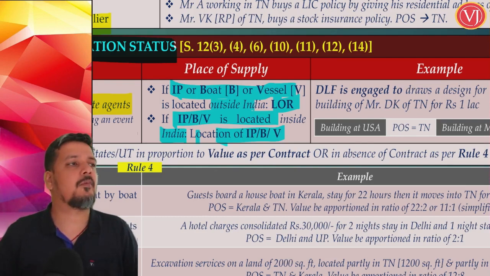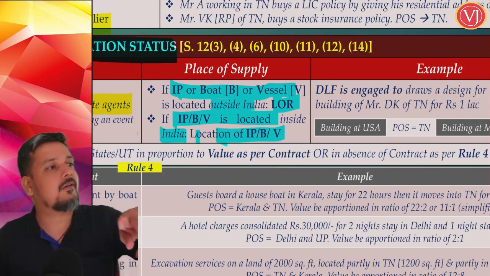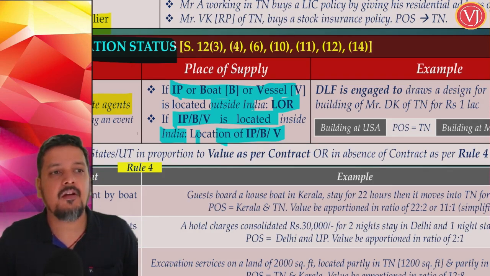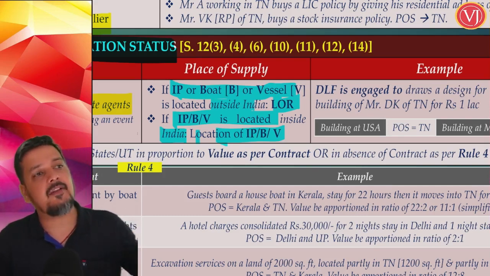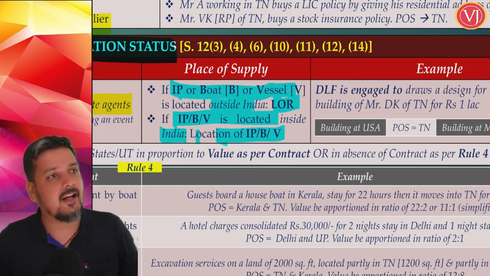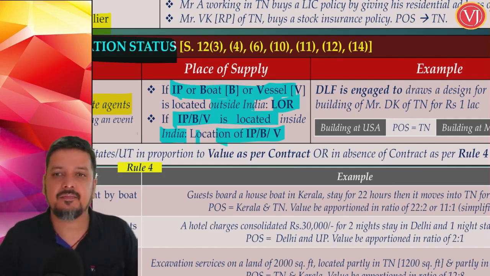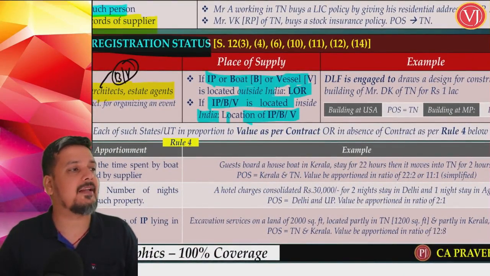The same thing is true with boat or vessel, when I am staying in a boat or vessel. I am going for a cruise trip in boat or vessel. If it is moving within Kerala, answer is Kerala. If it is going from Kerala somewhere outside India, I paid in India, but the cruise is outside India, then location of recipient. So that is the answer when you talk about immovable property related services.